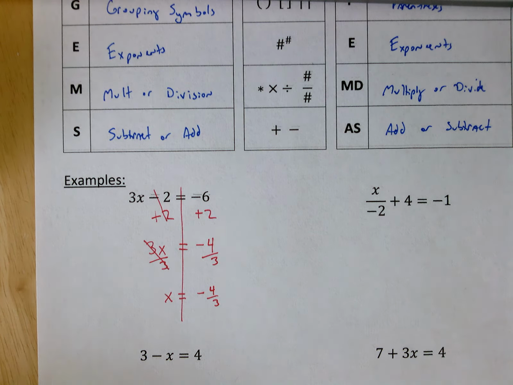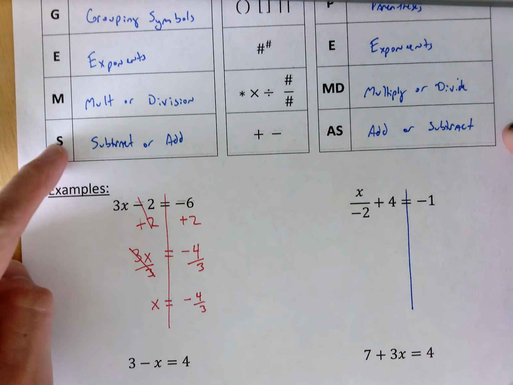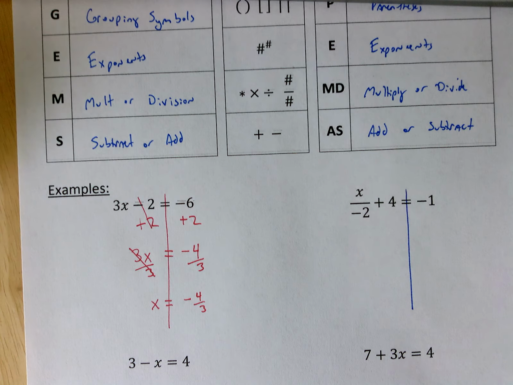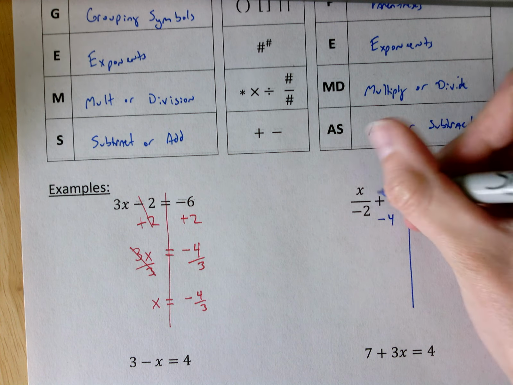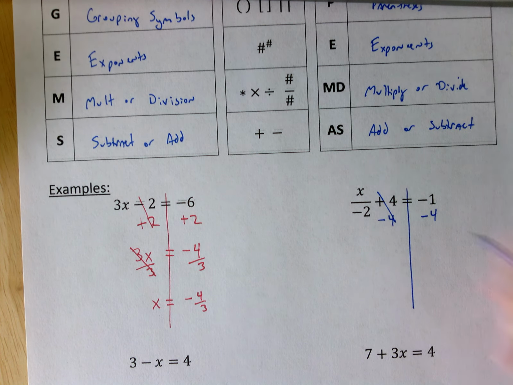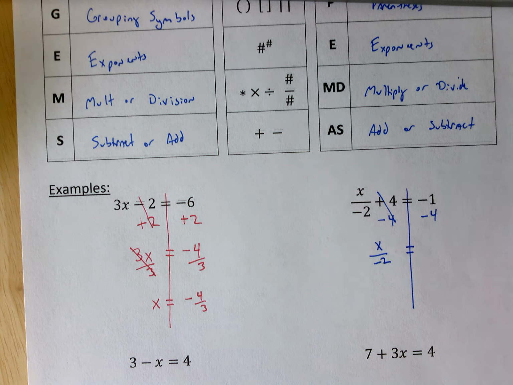All right, so we got one done. Now let's take a look at this guy over here. So again, the first thing that we're going to undo is any subtraction or addition. I've got a plus 4 in this equation, so I'm going to subtract 4 on both sides, get those to cancel. So I'll have this x over negative 2 left. There's my equal sign. And then negative 1 minus 4, so that's like negative 1 plus negative 4. 1 fire and 4 more fires, that's 5 fires.